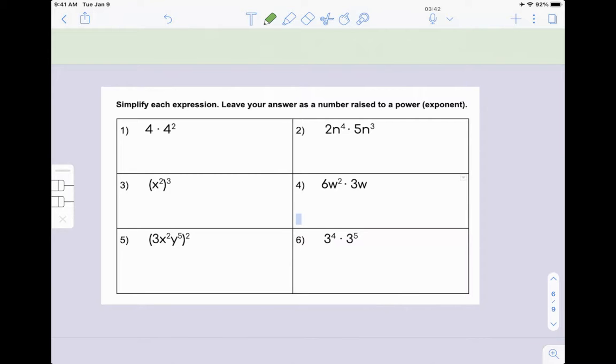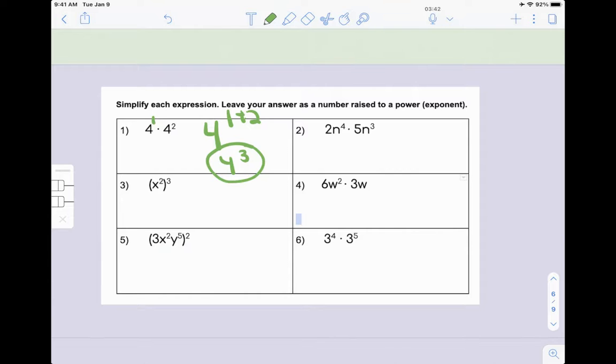So 4 times 4 to the 2nd power is the same as 4 to the 1st power times 4 squared. When you're multiplying and bases are the same, you add the exponents. So this is 4 to the 1 plus 2, which is 4 cubed.